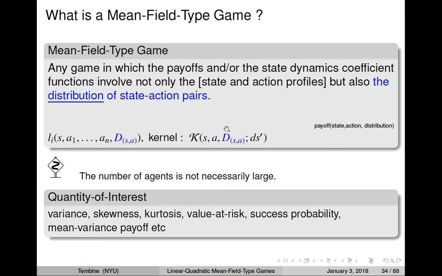The state changes according to a kernel, so it doesn't need to be Brownian, it doesn't need to be a Poisson process, it could be both, or it could be other processes. And the quantity of interest, as I said, could be variance, the Q, the kurtosis, the value at risk, risk quantification, mean variance, and so on and so forth. So if I have only one player and I want to reduce the variance, this is a problem of mean field type control with one player.